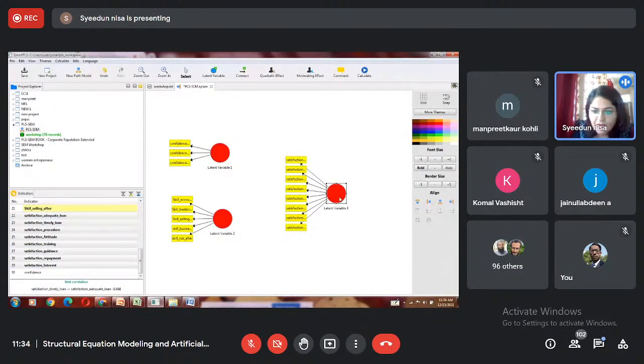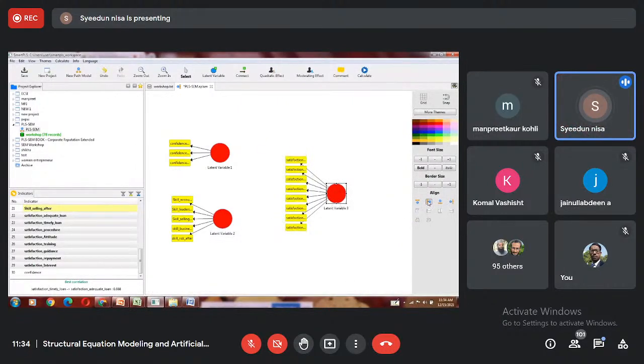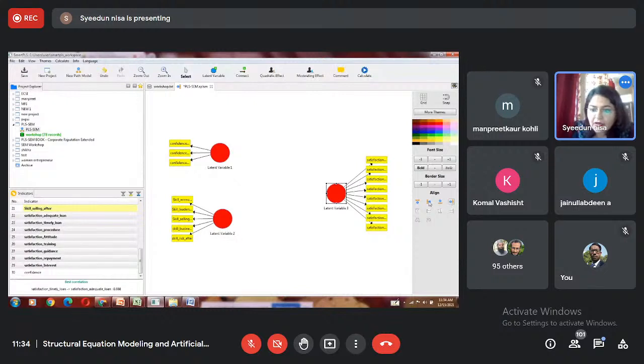So what we'll do here, we can align them also. Here you can see these alignment options are there. You can align them here, right or below also, or left or upper side also. But here, this will look more proper.